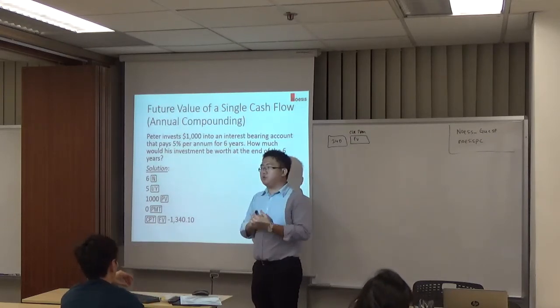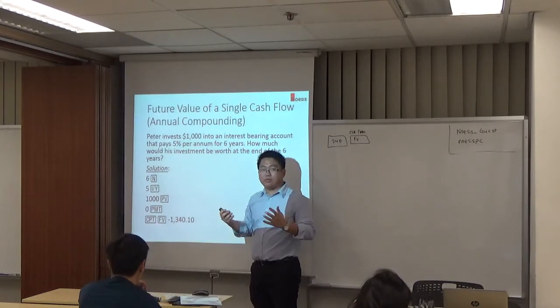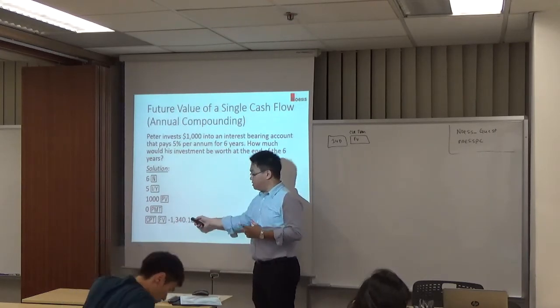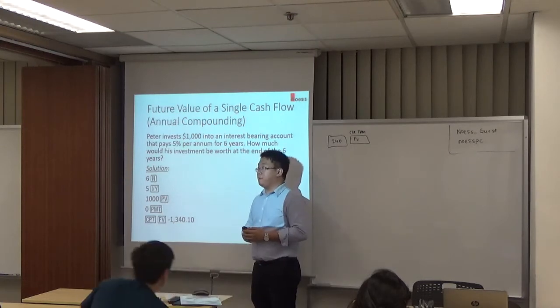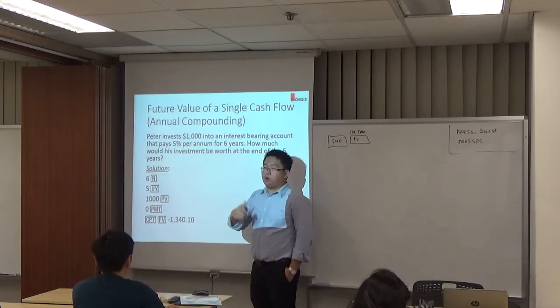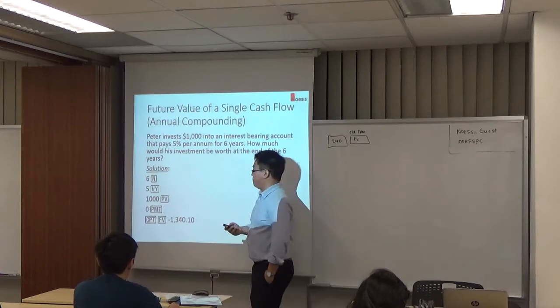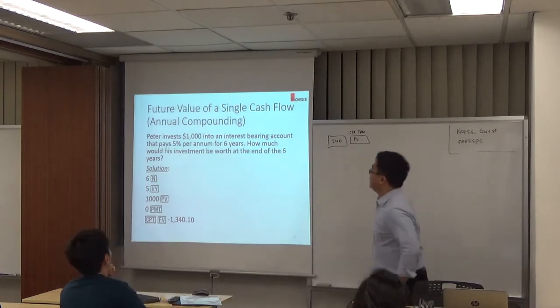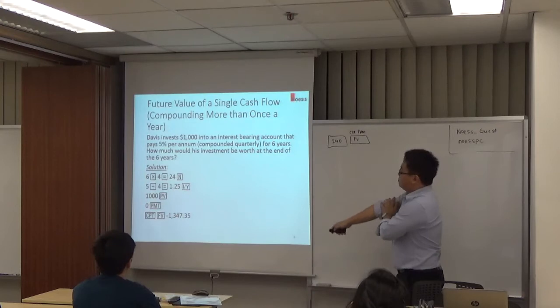But in the real finance world, if it's 100 million or 1 billion, that small $7 amount will make a difference. Okay, and that is what we call the power of compounding interest. There's no substitute. Okay, so hopefully it's okay.